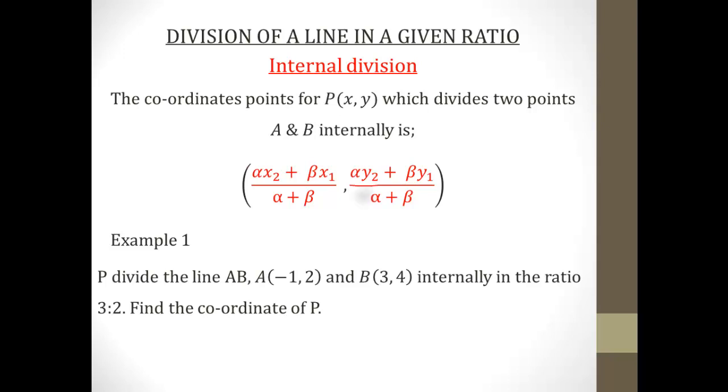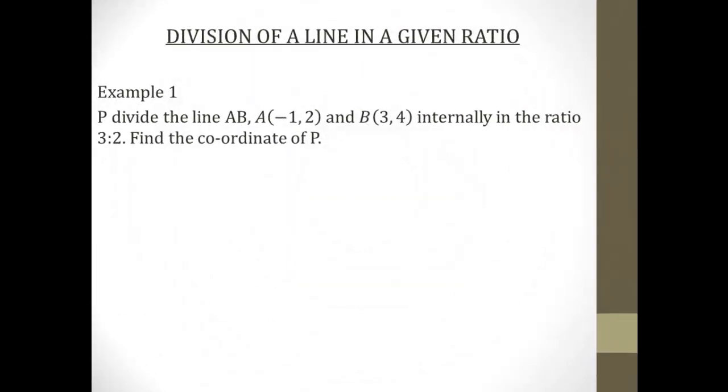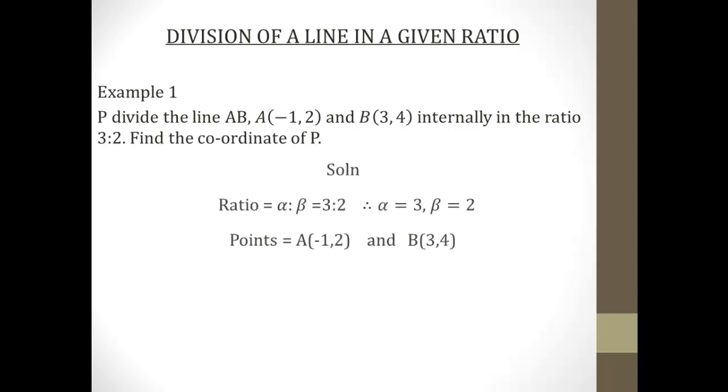So now how do we solve? Now this is the example. First, you must write out the information, we call them data. First, you must write out your ratio. With the ratio, we have alpha is to beta. That is our ratio. So alpha is always first, and then beta becomes the second. So alpha is 3, beta is 2 when you are comparing. Now we have the points. We are given two points, point A and then point B. So point A becomes x1, y1, and then point B becomes x2, y2.